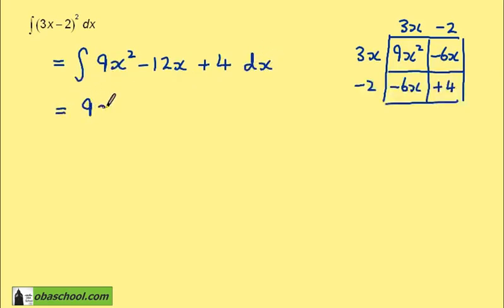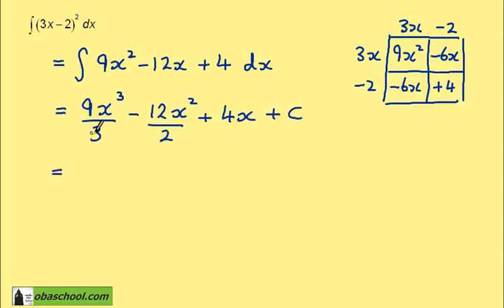Write down the 9, increase the power by 1, and divide by the new power. Once again, increase the power by 1, and divide by the new power. And the 4 will just go to 4x, plus a constant.